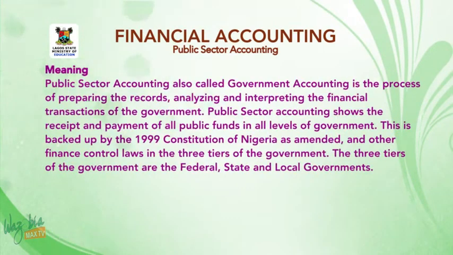Meaning. Public sector accounting, also called government accounting, is the process of preparing the records, analyzing and interpreting the financial transactions of the government. Public sector accounting shows the receipt and payment of all public funds in all levels of government. This is backed up by the 1999 Constitution of Nigeria as amended and other finance control laws in the 3 tiers of the government. The 3 tiers of the government are the federal, state, and local governments.